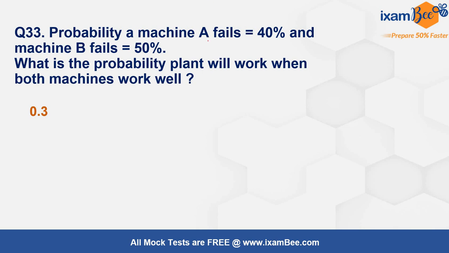Next, it was mentioned that the probability machine A fails is 40% and B fails is 50%. So what is the probability that both the machines would work well, so that the plant works well? So working well would be 60% and 50%. So just multiply these two and you will get the required answer.